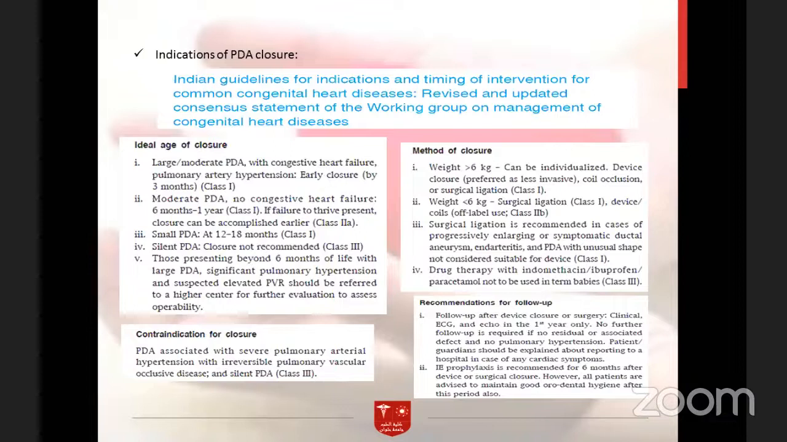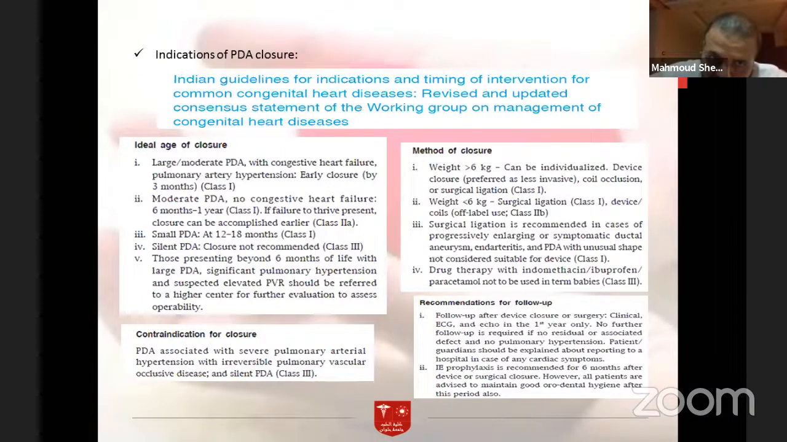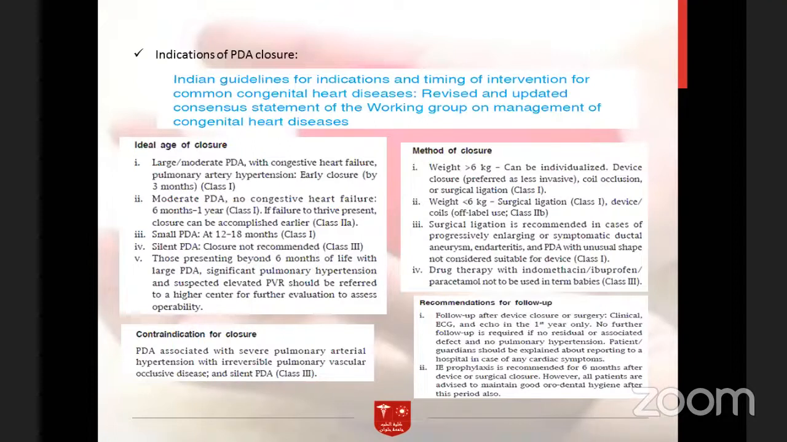We can give him some time to grow up and do the closure between 6 months and 12 months of age. As we mentioned in the second case, I don't remember if it was the second or third, small PDAs with audible murmur and hemodynamic effect should be closed between 1 and 1.5 years of age.